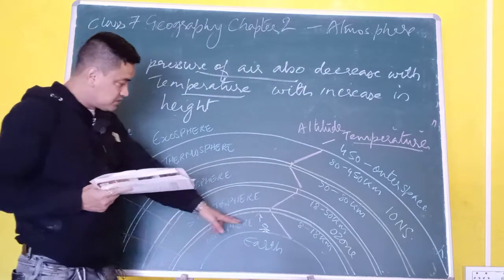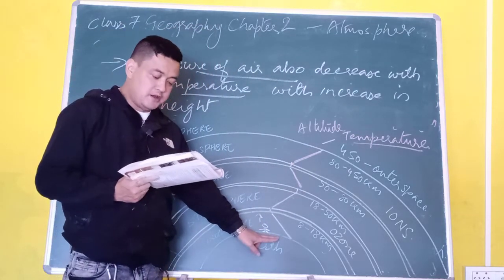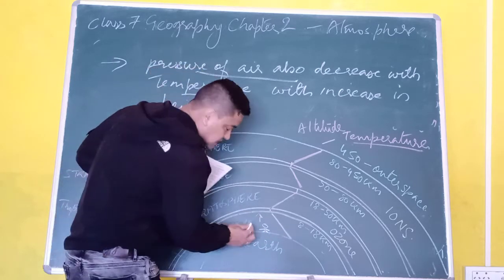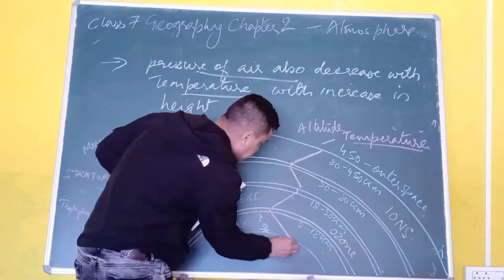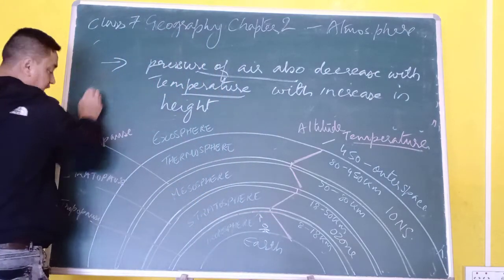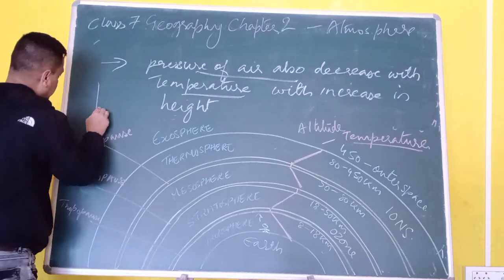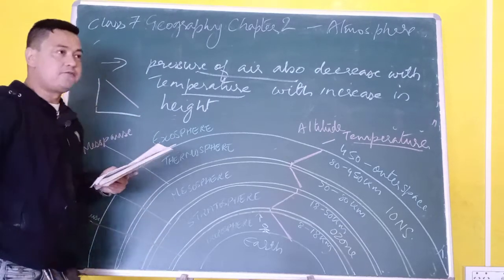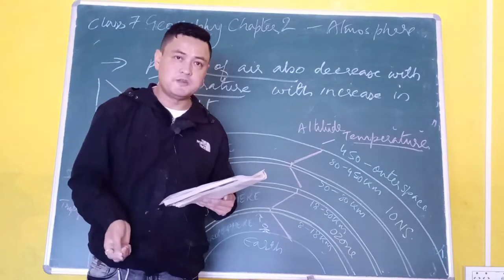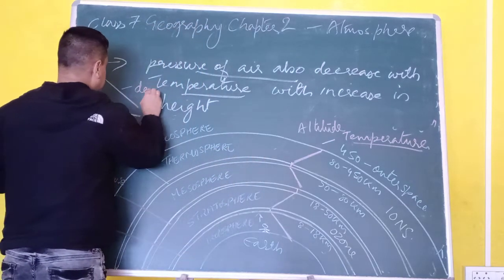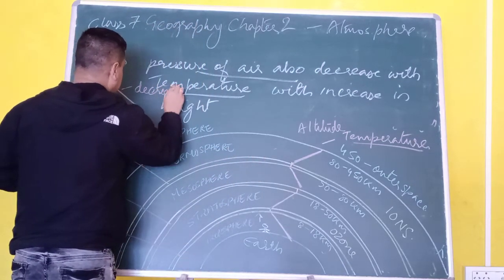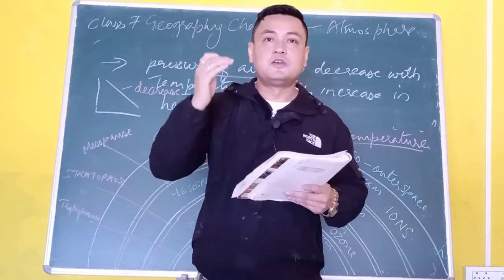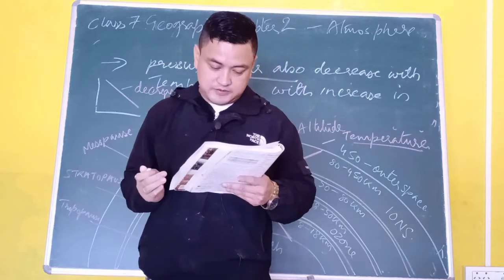So here we come to know that in the troposphere, temperature decreases as the altitude increases. In order to show this, I have drawn this line, and I'll make a graph here. This line is a negative relationship, which shows a decrease of temperature with the increase in height. So in the troposphere, temperature decreases as you go away from the earth.